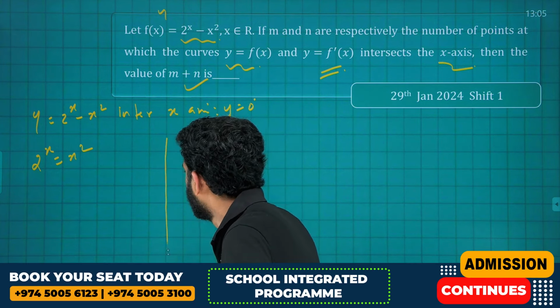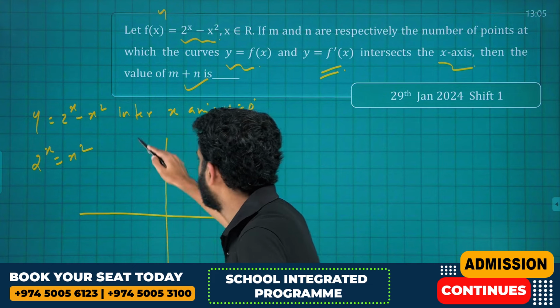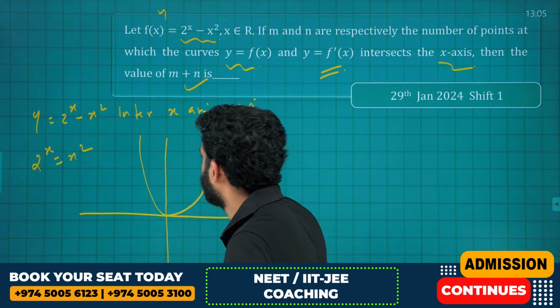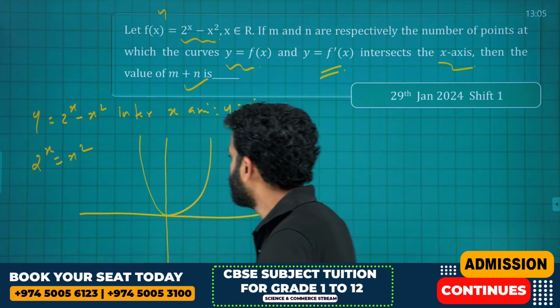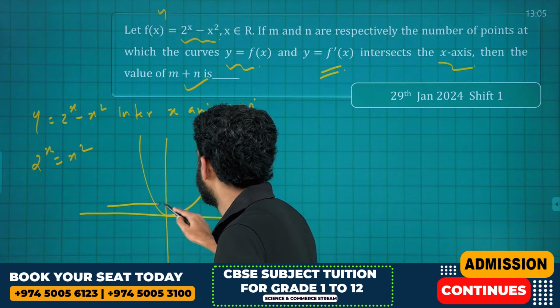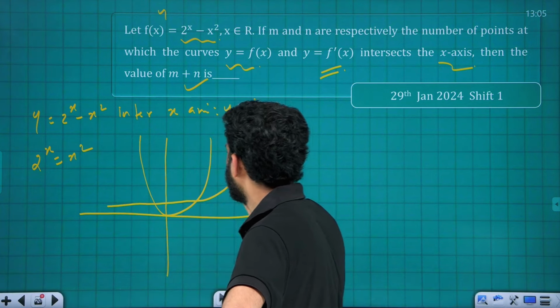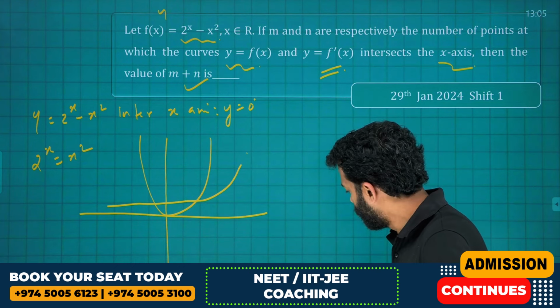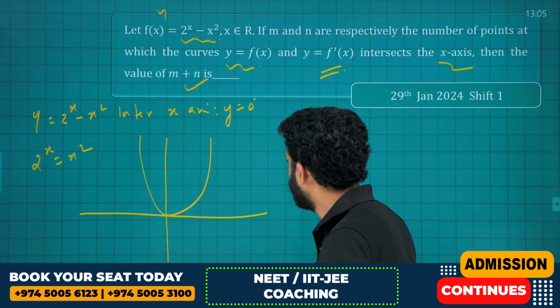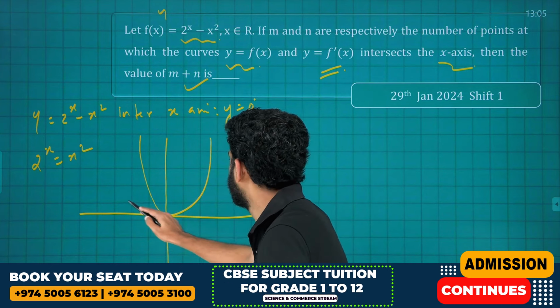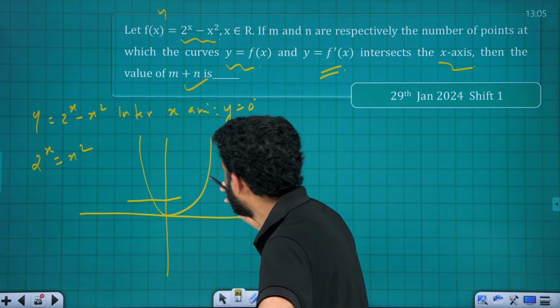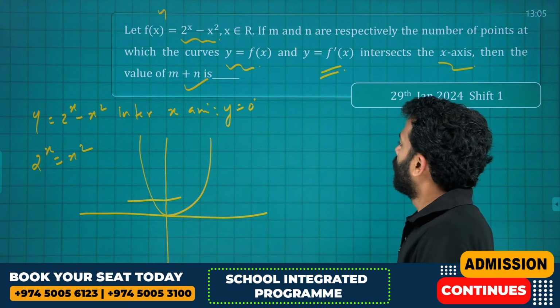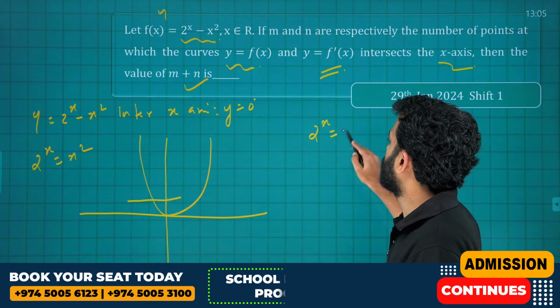So, let us formulate this. That is, x square, the graph will be like this, right? And 2 raised to x, the graph will be like this. Is there any problem? Let's formulate this out. Up to here, I think the graph will be correct. From here to here, we need to check it out. 2 raised to x is equal to x square.